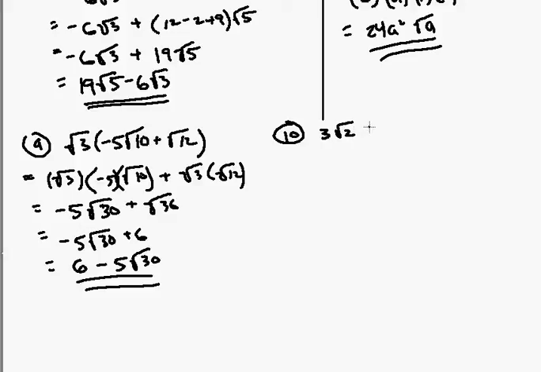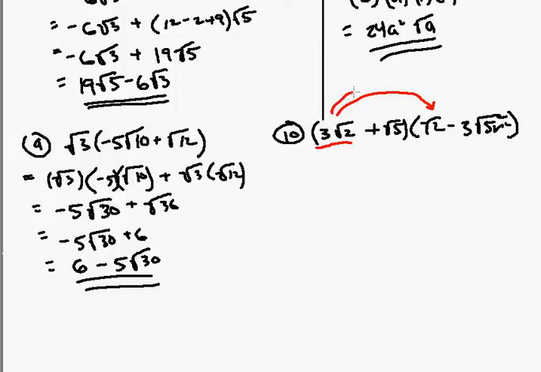Number 10, here I have 3 square root of 2 plus square root of 5, in parentheses, times square root of 2 minus 3 square root of 5r squared. So I'm going to take and multiply this term by each of these terms right here. And then I'm going to take and multiply this term by each of these terms right here.